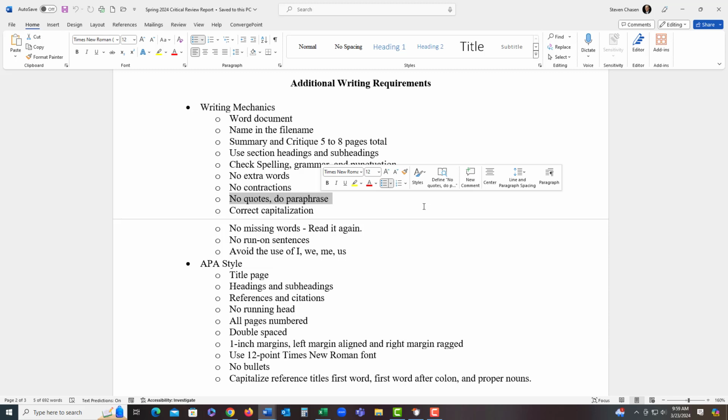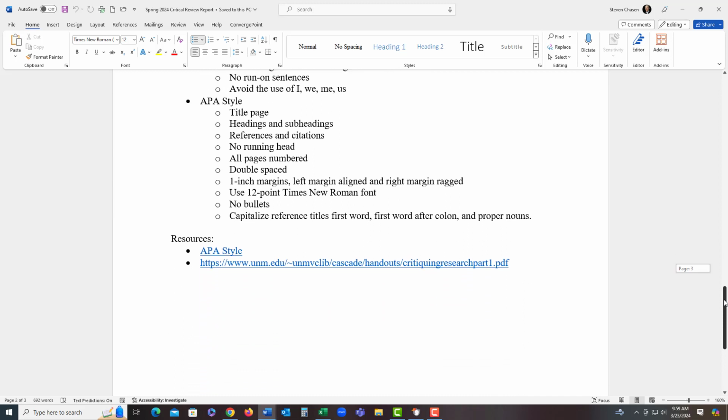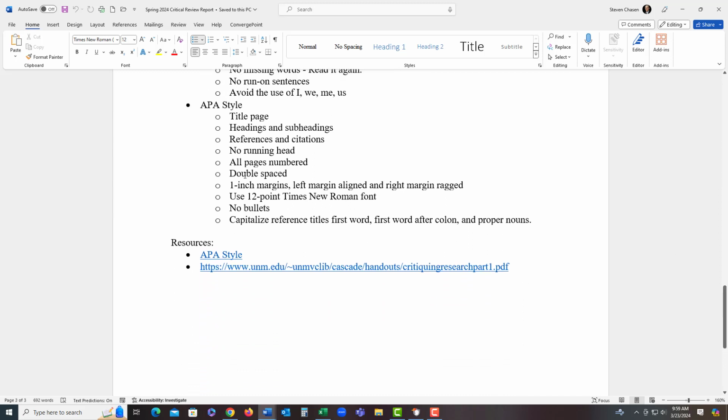And a lot of times when students use too many quotes in an article or a report they are writing, it possibly means they don't understand the research article itself. And again, if you have a question about the article, put them in the Ask the Professor folder. And here's your APA writing style. I'll let you go through that stuff. Just make sure it's double spaced. Make sure that you use 12-point Times Roman font.